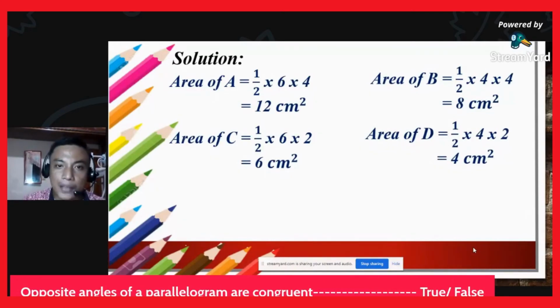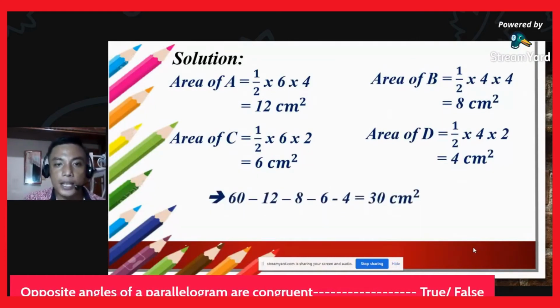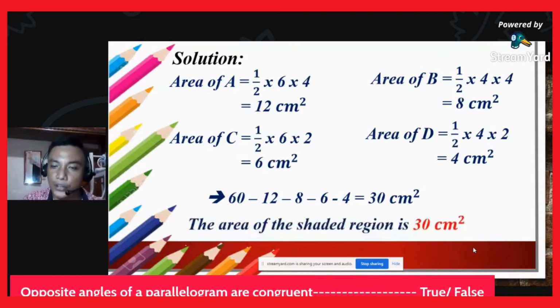We're going to add all the areas of triangles A, B, C, and D and subtract it from the area of the whole rectangle. So simply, this is the equation. That is 60 minus 12 minus 8 minus 6 minus 4 will give us 30 square centimeters. So we could now say that the area of the shaded region is 30 square centimeters.